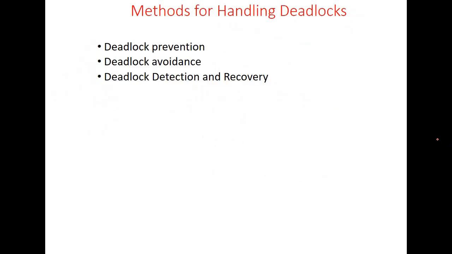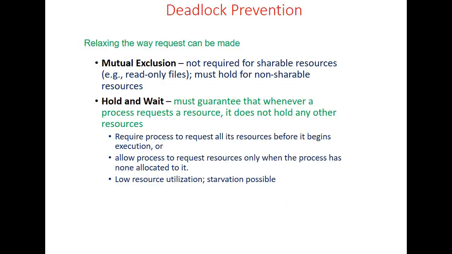How do we handle the deadlock? There are three methods for handling the deadlock. One is deadlock prevention, second is deadlock avoidance, and the third method is deadlock detection and recovery. Coming to deadlock prevention, as they say, prevention is better than cure. So here there should not be a deadlock in the system, by applying some prevention mechanisms.